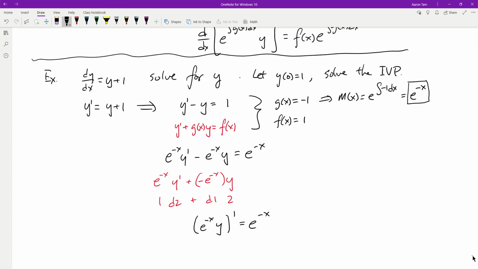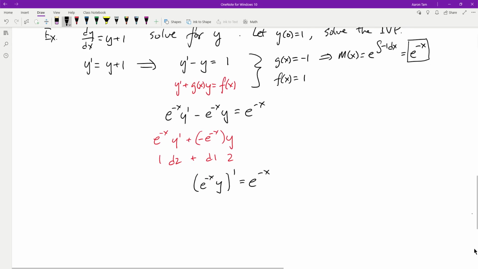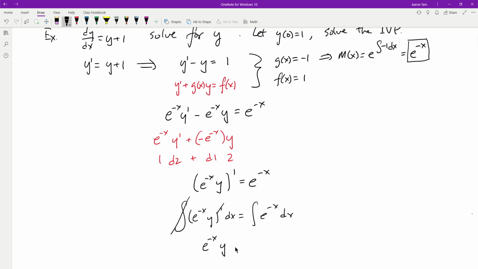So now what I'm going to do is the following. Now that I have this, I'm going to try to figure out what y is. So what I'm going to do is integrate. When I integrate both sides, the derivative of prime will just cancel out, and therefore just leave me with e to negative x y on one side, and then I can actually integrate e to negative x dx, and that integrates to negative e to negative x plus some constant c.